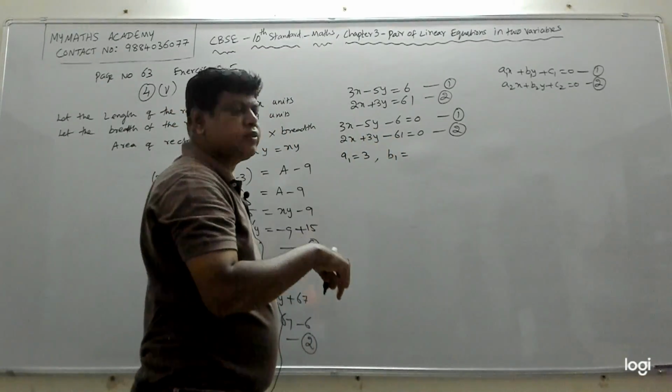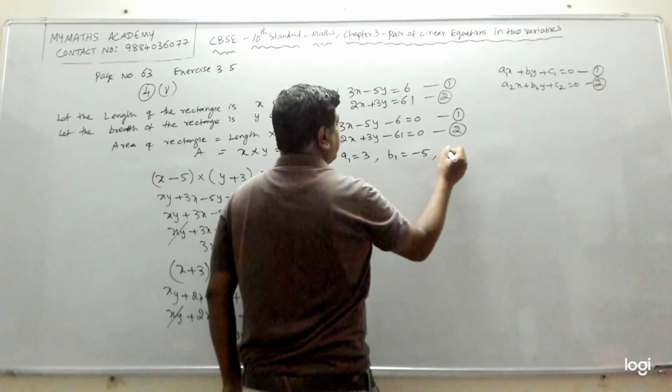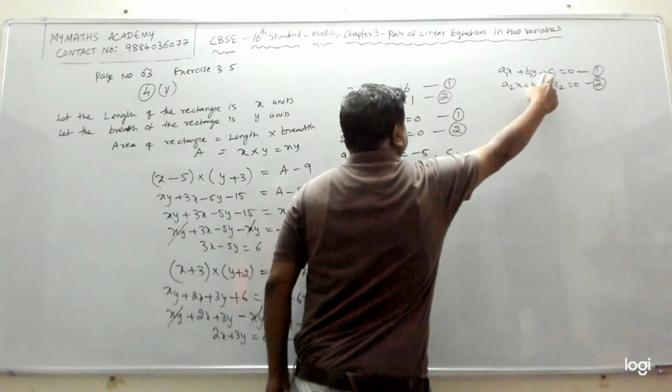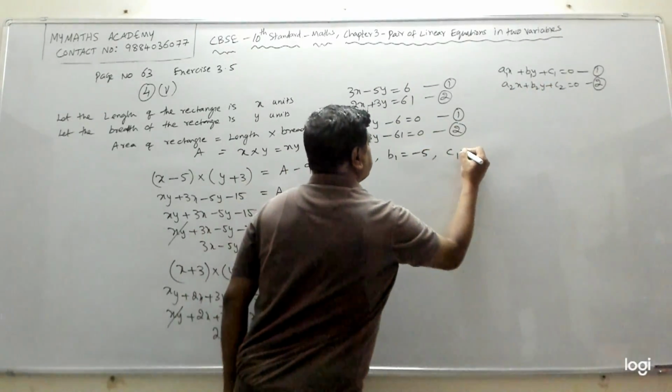No, it is minus 5. So you have to take along with the sign. Right? What is C1? C1 is this. What is this? Minus 6.